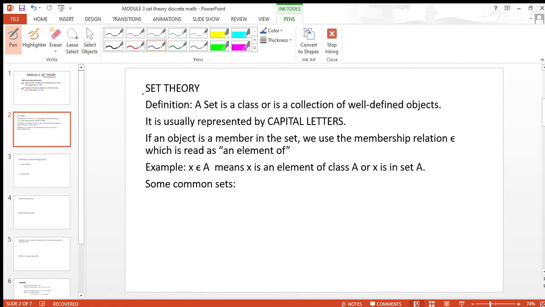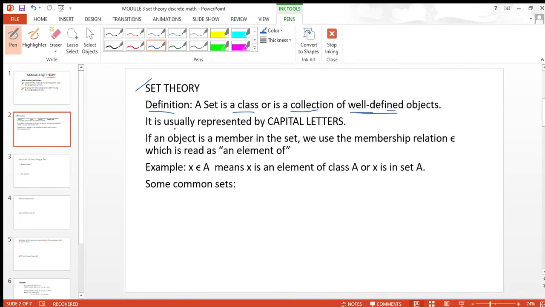The first one, let's define. A set is a class or simply a collection of well-defined objects. So when we say it's a collection of well-defined objects, we must be able to identify a common description or a common element that can now define the members, the objects involved in the set.